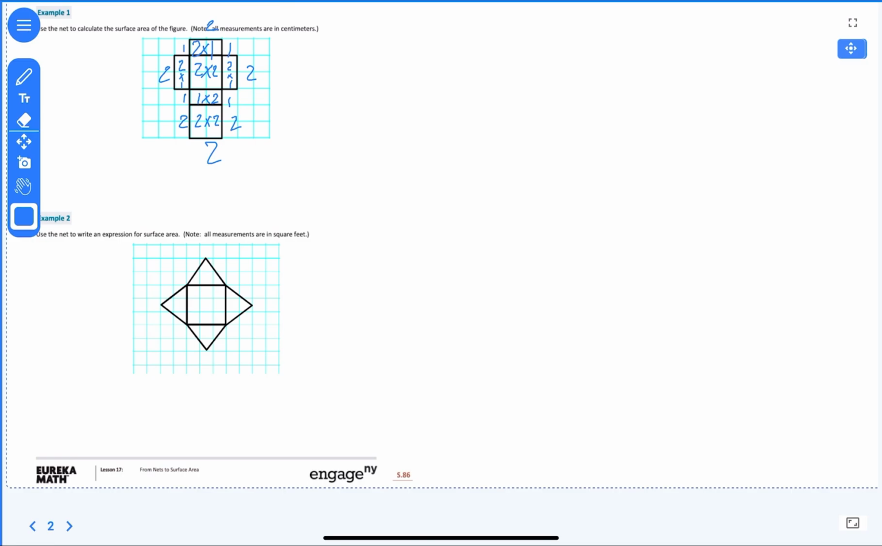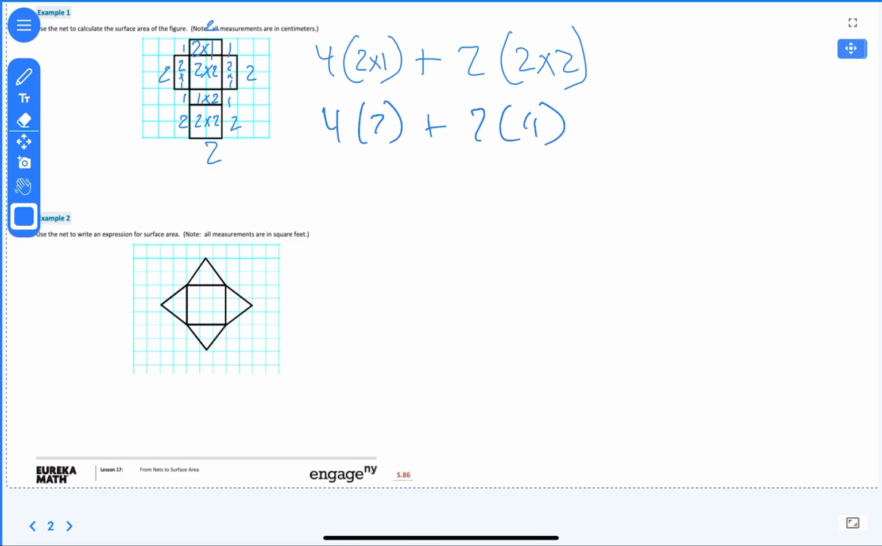Now, all you have to do is pull these out and say, I have 1, 2, 3, I have 4 2 times 1s, plus I have 2 2 times 2s. Does everybody see how I did that? So now I have 4 times 2 plus 2 times 4, and that is 8 plus 8 is equal to 16 centimeters squared.